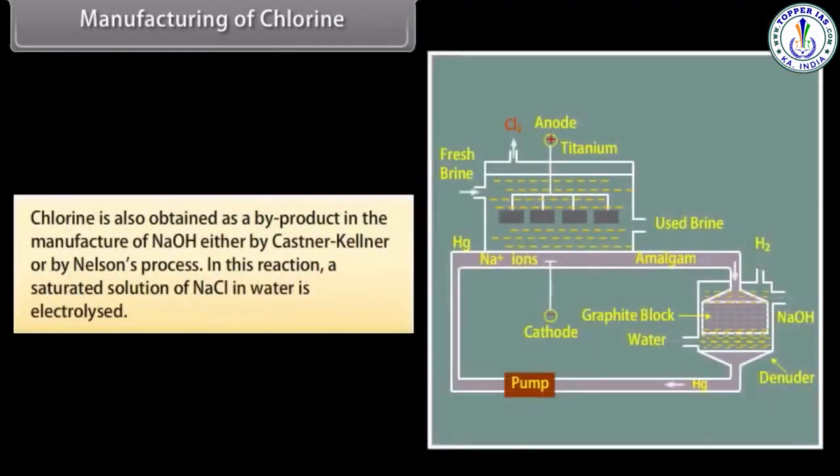Chlorine is also obtained as a byproduct in the manufacture of NaOH, either by the Castner-Kellner or by Nelson's process. In this reaction, a saturated solution of NaCl in water is electrolyzed.